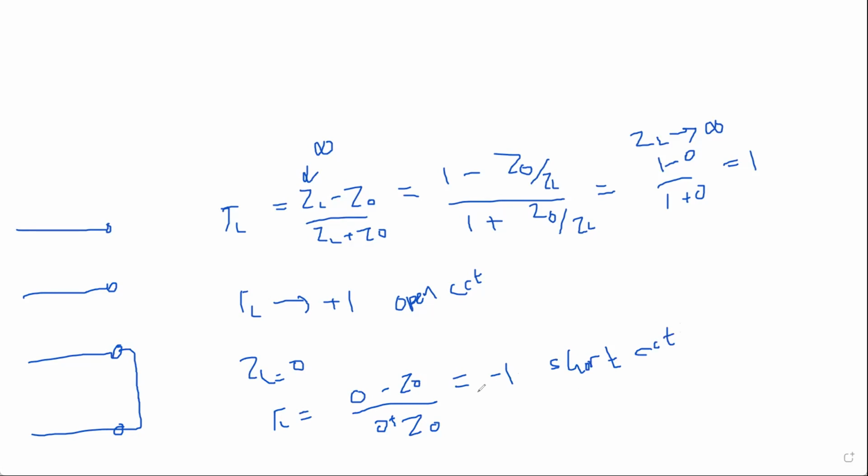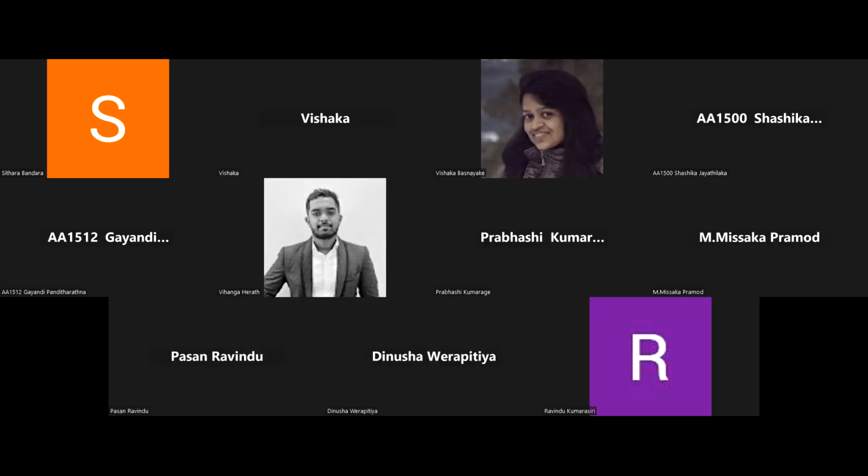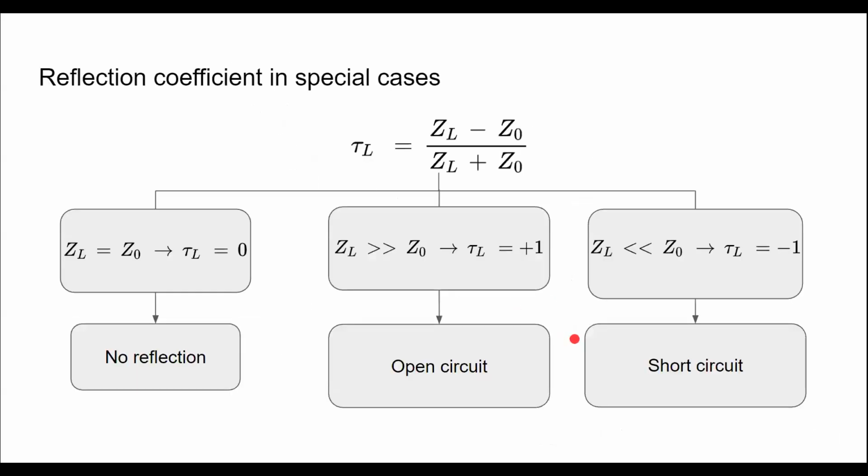So we need to use these conditions when we want to find out the values of voltage and currents and impedances along the transmission line. We can represent the voltage along the transmission line using tau L, and we can represent our tau L based on the condition, open circuit or short circuit, and by using that we can find the voltages and currents.